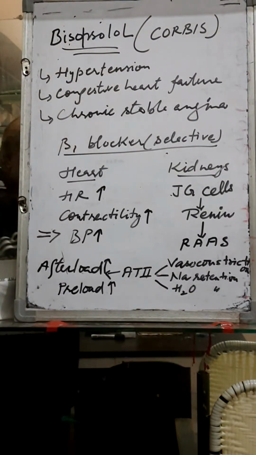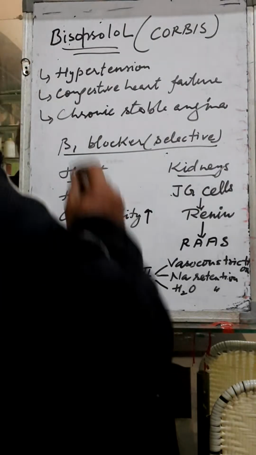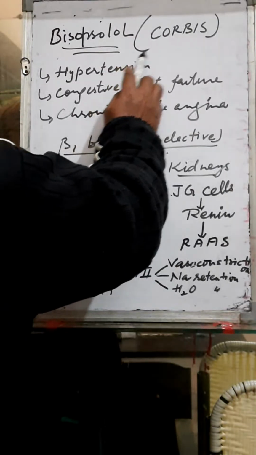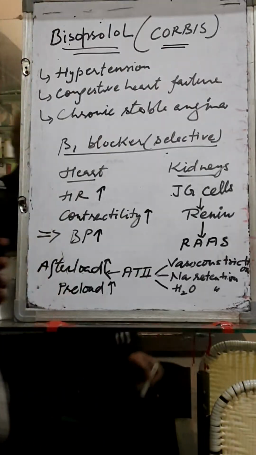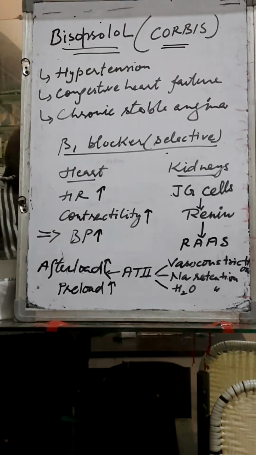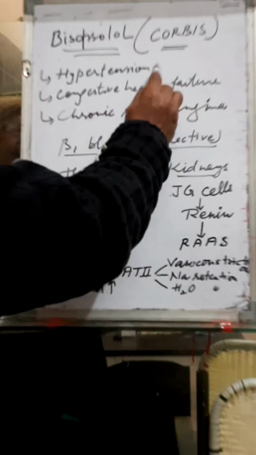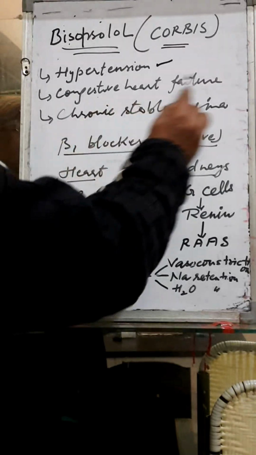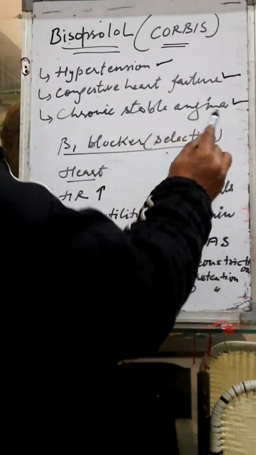Let us understand about a drug which acts upon the cardiovascular system. The name of the drug is Bisoprolol, which is available in the market as Corbis. This medicine is prescribed for number one, hypertension, number two, congestive heart failure, number three, chronic stable angina.